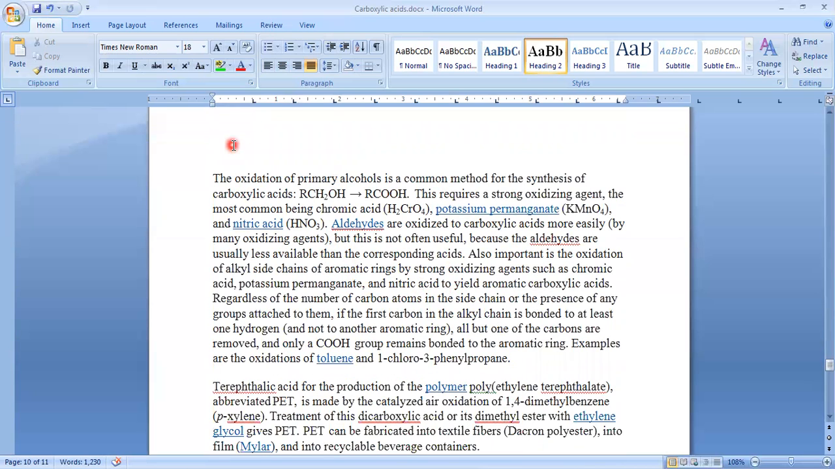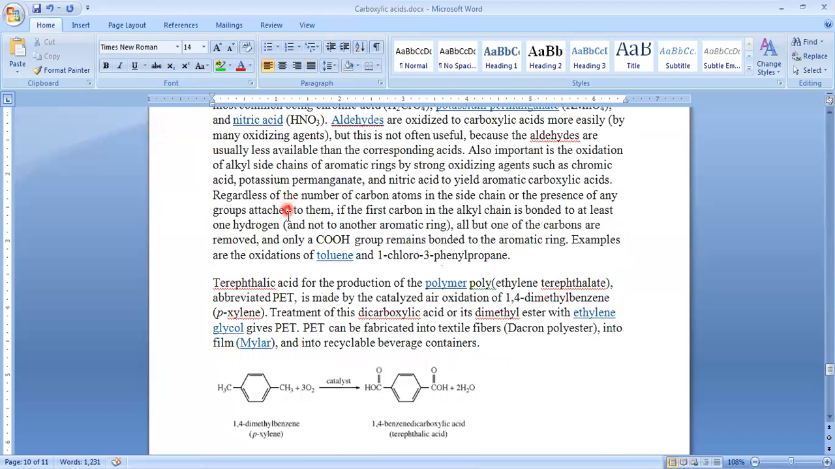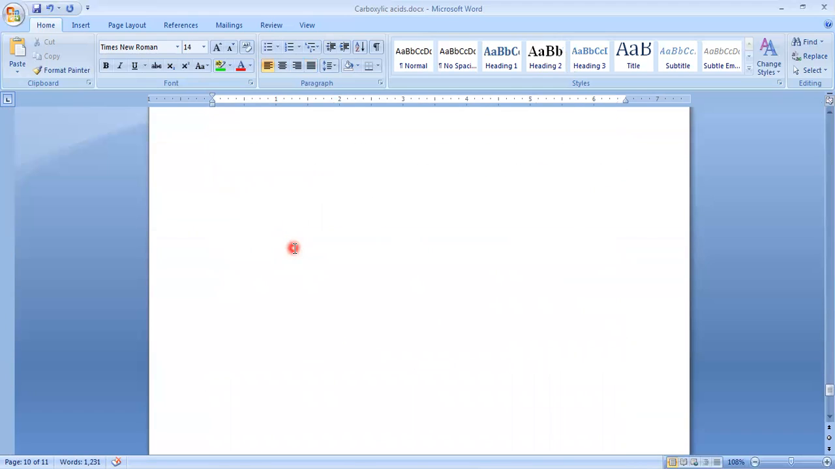Okay, next one is oxidation. Tomorrow we will discuss the oxidation.